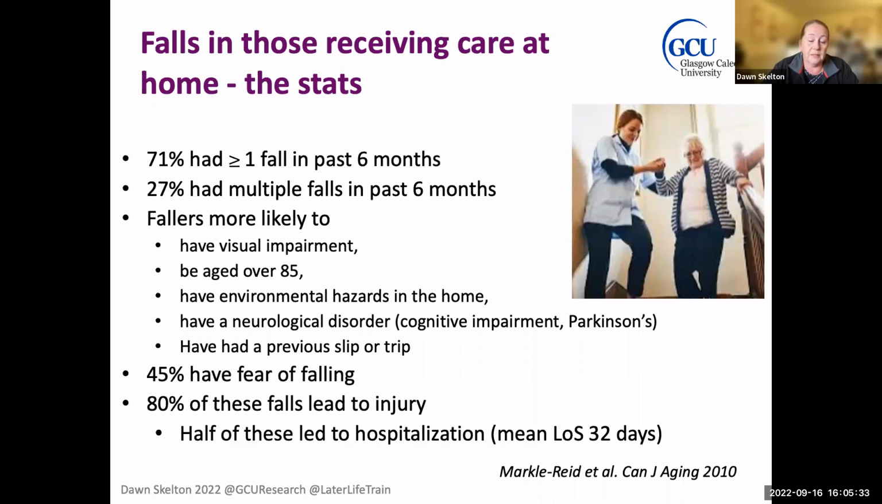In this setting, fallers are more likely to have visual impairment, be aged over 85, have significant environmental hazards in the home, may well have a neurological disorder which affects their balance perception or their movement patterns, and they have nearly always had previous trips or slips in their history. Approaching half have a fear of falling, and that will lead to a lack of activity, which increases their risk of falls over time. And in this setting, it's around about 80% of these falls lead to some kind of injury, and about half of those lead to some kind of hospitalization.